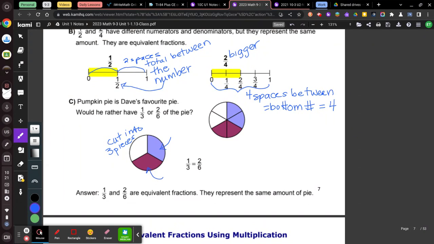But look what happened on the other object. What did they do to each of those pieces? They cut each of these pieces in half. They chopped them in half. And that's what became this one. And then we got a total number of 6 pieces.